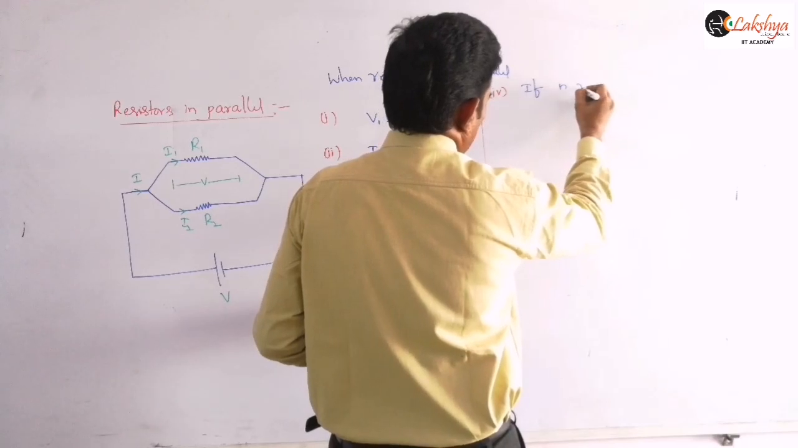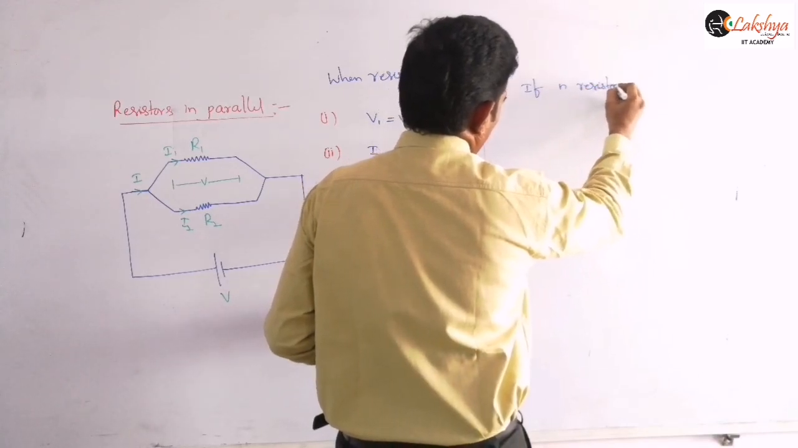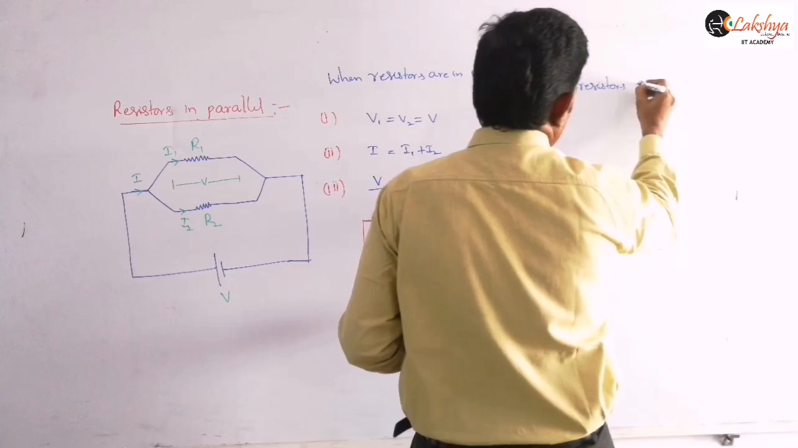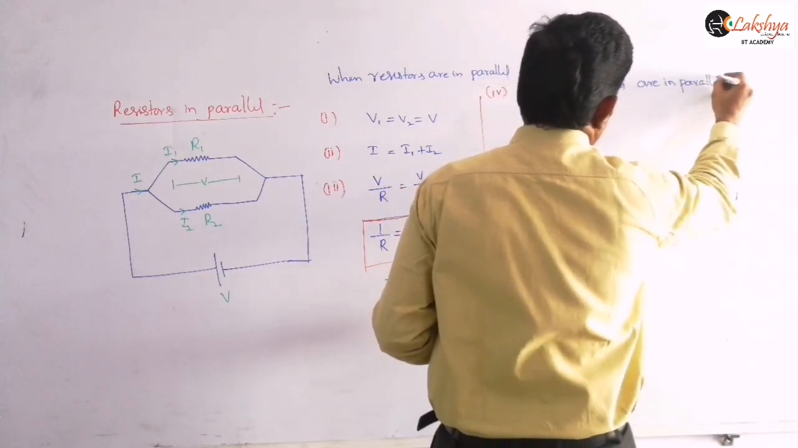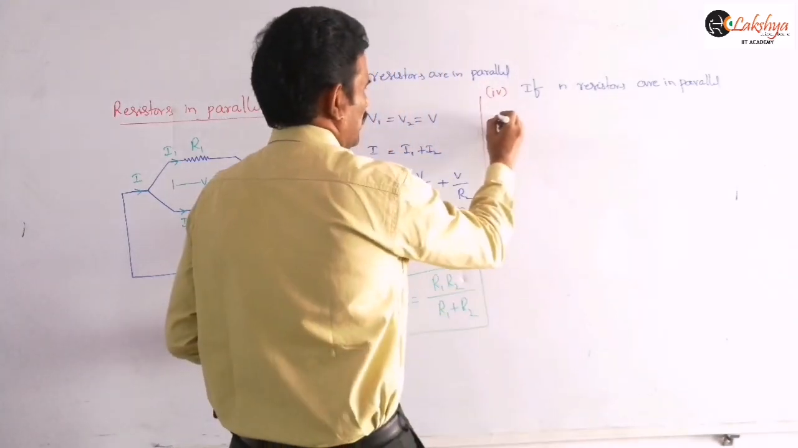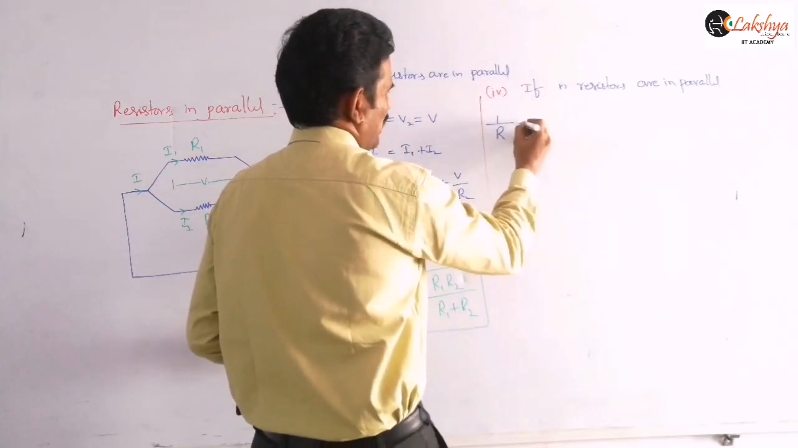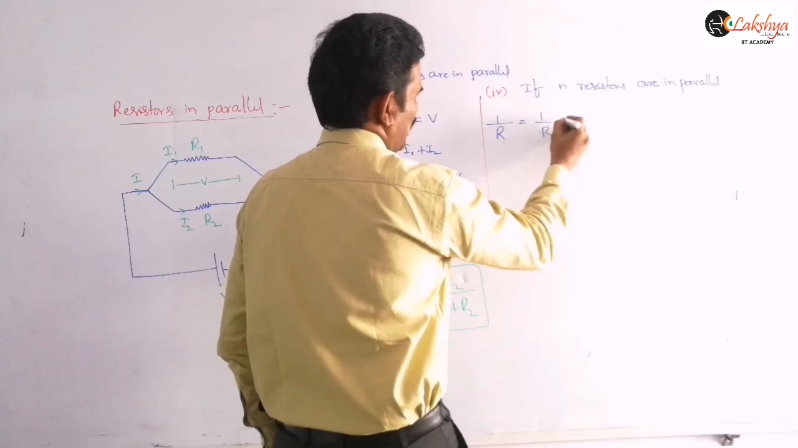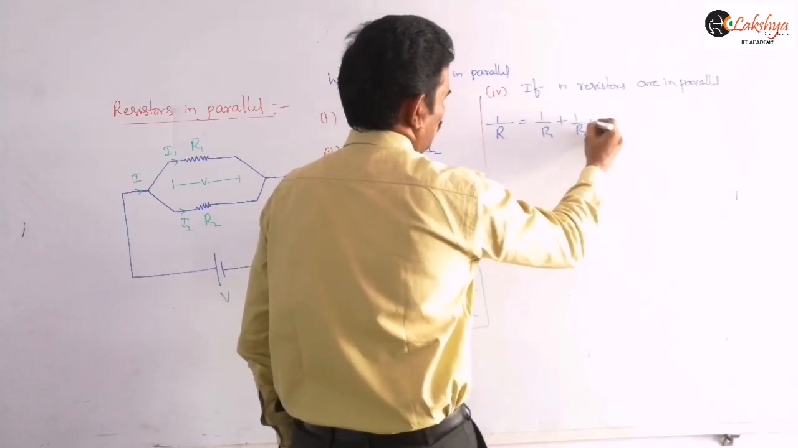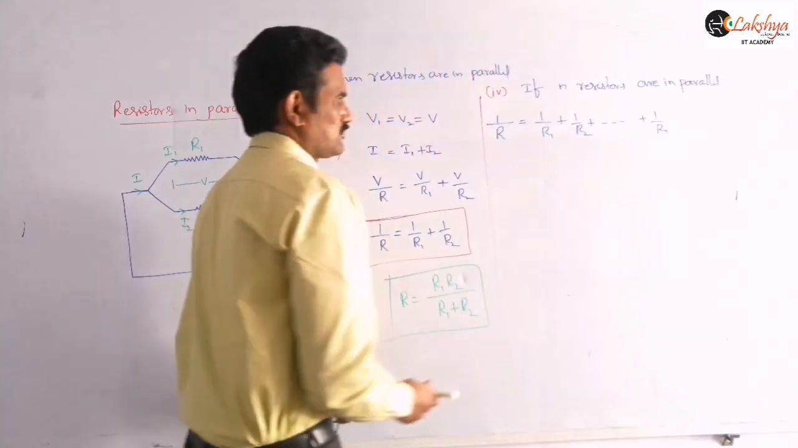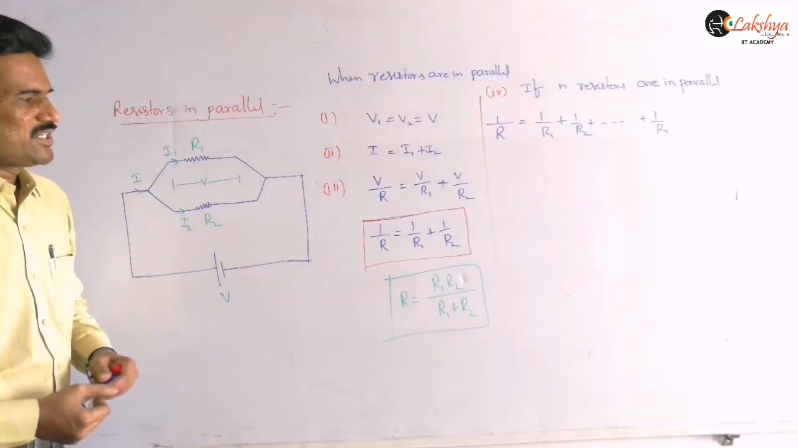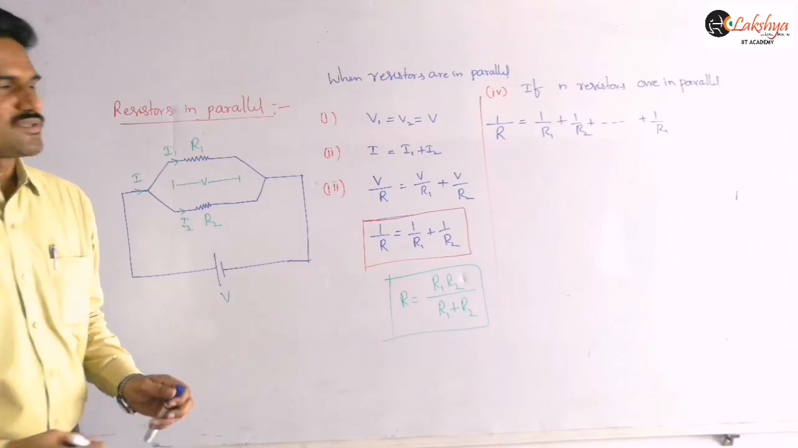If n resistors are in parallel, then what we can write is 1 by R effective is equal to 1 by R1 plus 1 by R2 plus and so on plus 1 by Rn. Got it? We can extend this formula for any number of resistors.